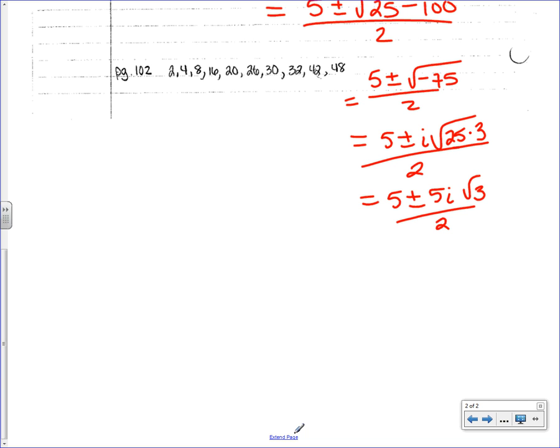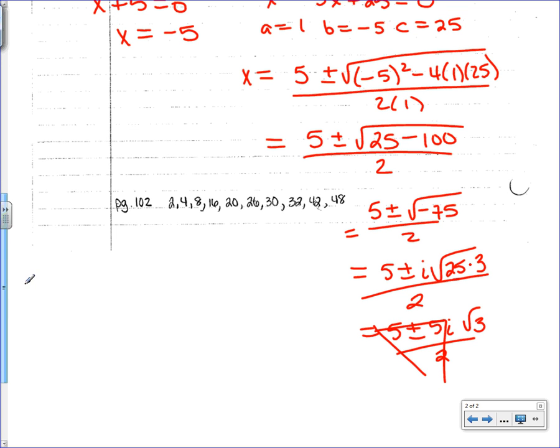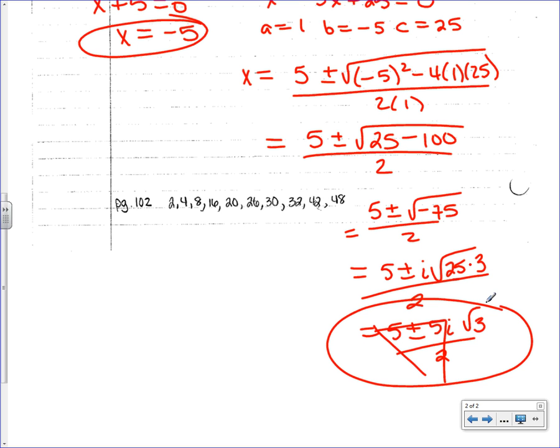If I were to draw my pizza around the 5, the 5i, and the 2, does that help me at all? Nope, so what I had was actually right. 5 plus or minus 5i square root of 3, all over 2 is how you should have kept it. So my three answers are negative 5, and then these two, because plus is one answer and minus is the other answer. So there's three answers. Did I lose anybody anywhere? Are you sure? Excellent.